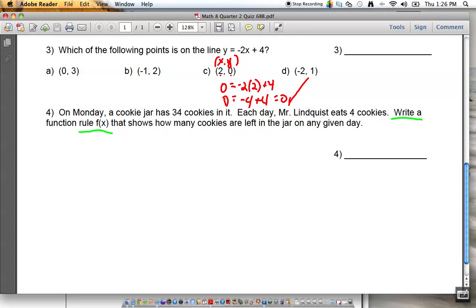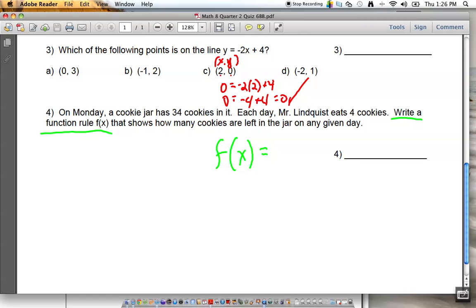Write a function rule f of x. As soon as it tells me that, my answer has to say f of x equals. What did I just say? F of x equals. See, you're not learning right now because you're not engaged in what we're going over. People in the back, stop writing, stop talking, look up. Everybody, head in the game.